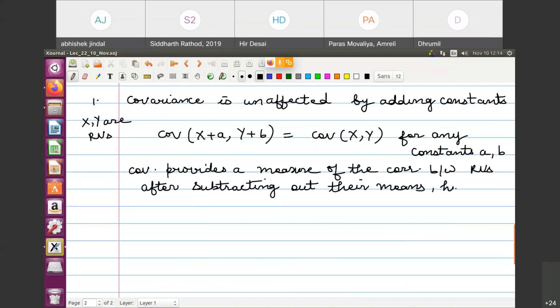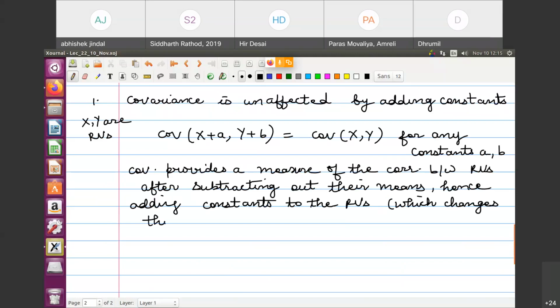Hence, adding constants to the random variables, which changes their mean, does not affect covariance.